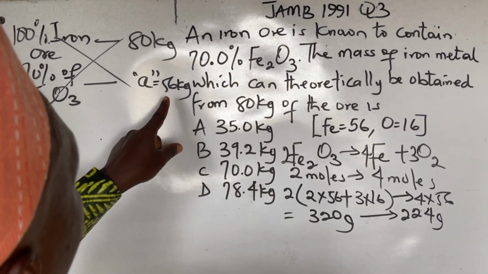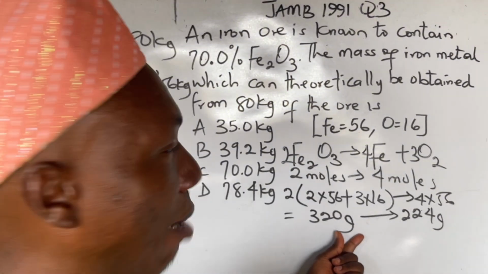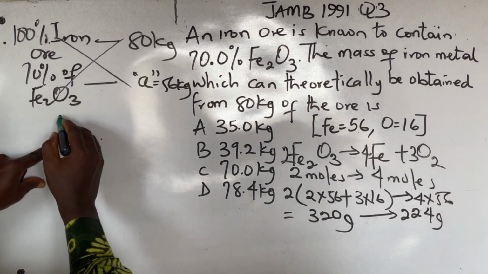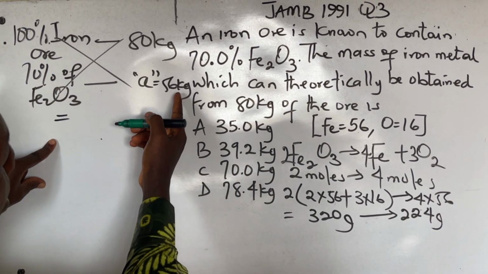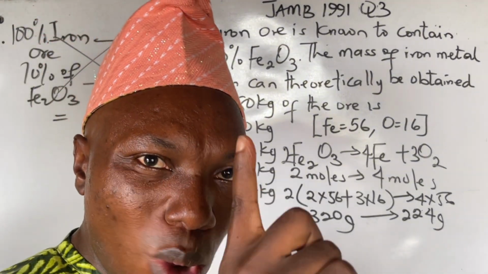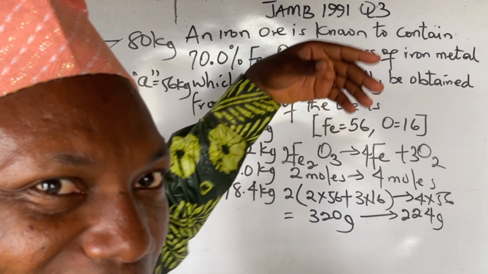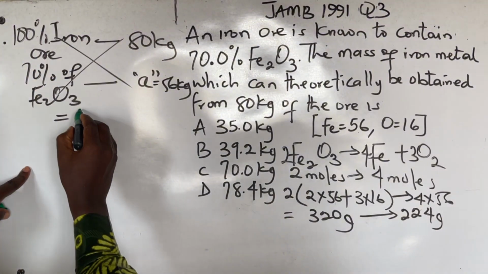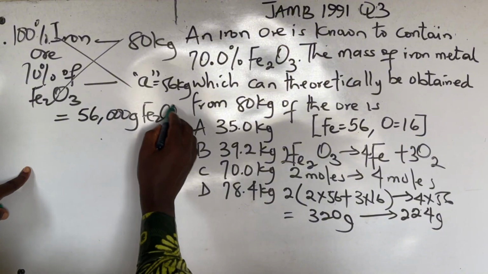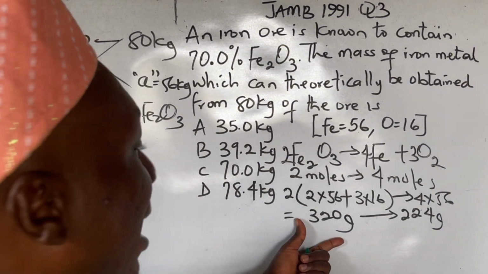But we can't put 56 kilogram under iron oxide. This is already in grams, so we need to convert 56 kilogram to gram. So when we convert it very well, that means we are multiplying by what? 1000. 1000 gram is 1 kilogram. So 56 kilogram would be 56,000 grams. So that will give you 56,000 grams of iron oxide.